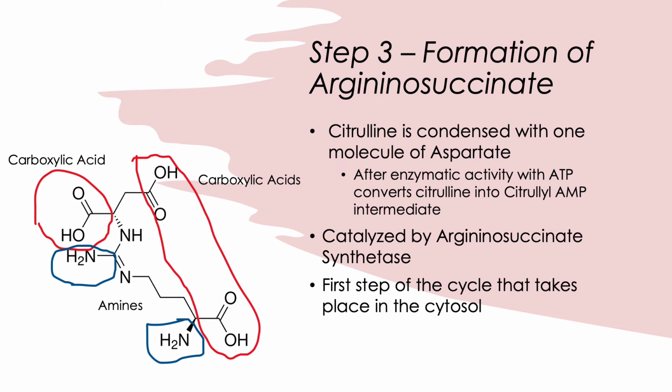The third step in this cycle takes place when citrulline, with the help of ATP and catalytic action from argininosuccinate synthetase, forms a molecule of citrullyl-AMP intermediate. This molecule condenses with aspartate to form argininosuccinate. This is also the first step of the reaction which takes place in the cytosol, due to the expulsion of citrulline from the mitochondria in the previous step. Something else to note, this is also the only point in the reaction where ATP is converted to AMP due to reactions taking place within the urea cycle.